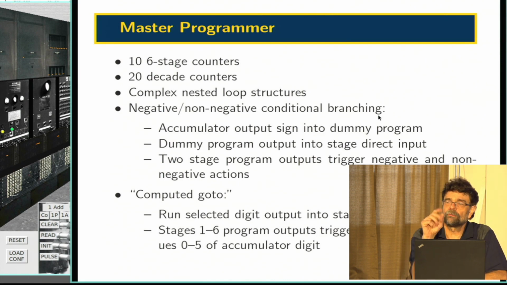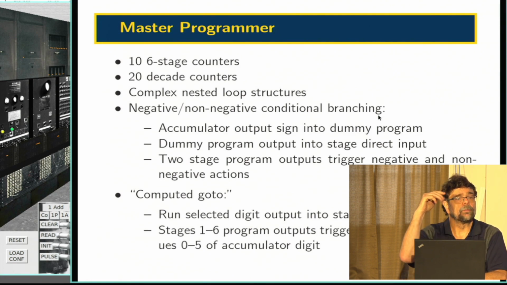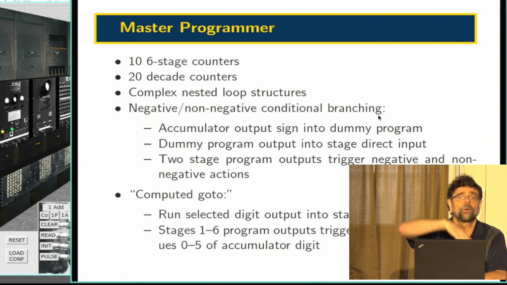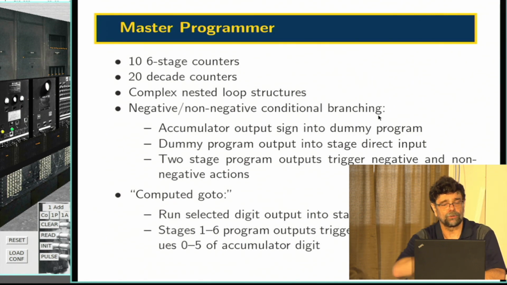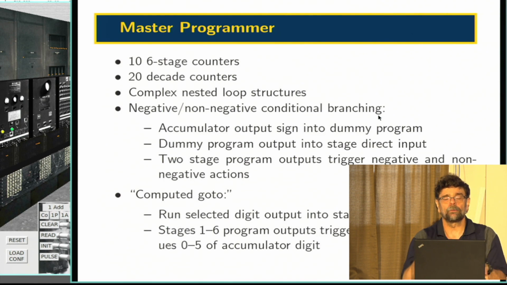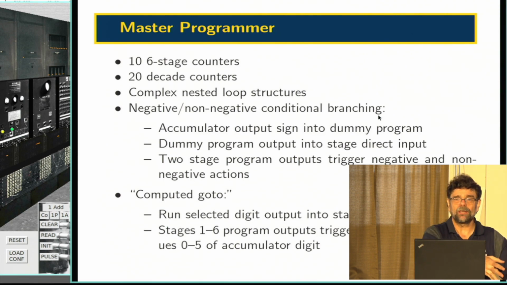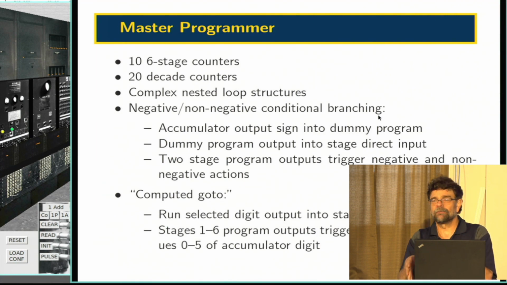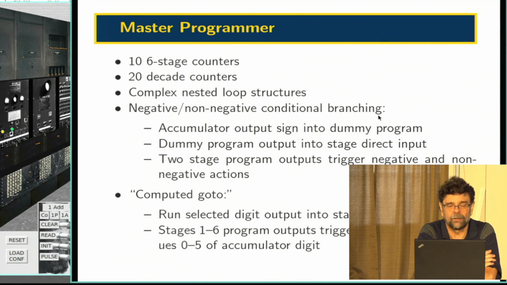There are a total of 20 decade counters that are used to count the limits. That is, how far do I go, how many iterations of this loop before I move on to the next stage. And there's a little bit of flexibility with respect to which of the stage counters a given decade counter is associated with. So you've got quite a bit of flexibility there.